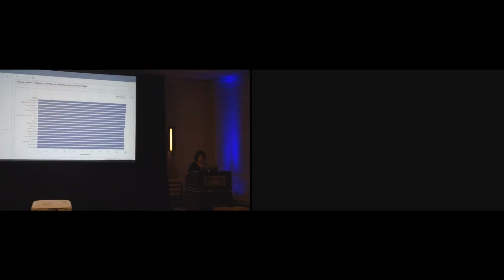We see a similar phenomenon with sort. So I could say sort wineries by biggest. And it shows me the wineries that are sorted in descending order.